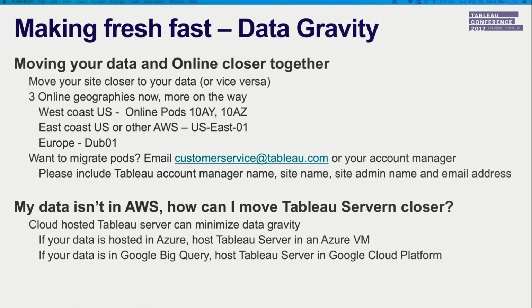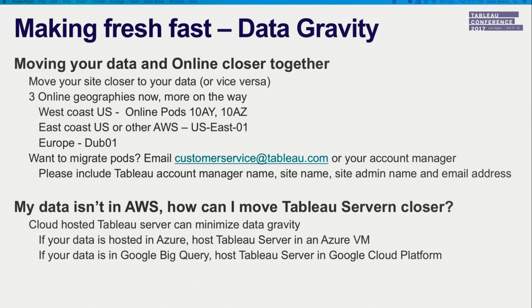Tableau Online, our SaaS offering, is available in 3 geographies right now. The West Coast of the United States, we have a couple of what we call pods, like instances. One on the West Coast right now, one on the East Coast that is actually in AWS, and one in Europe, in Dublin. And so if you are on an online site or planning to move to one, it pays a little bit to think about which one's closest to where my data is. If you happen to be in the situation where your data is in a fixed location and we're just not gonna pick it up and move it around.